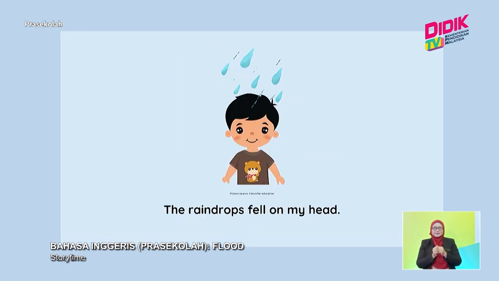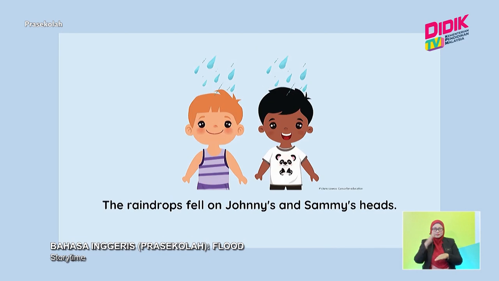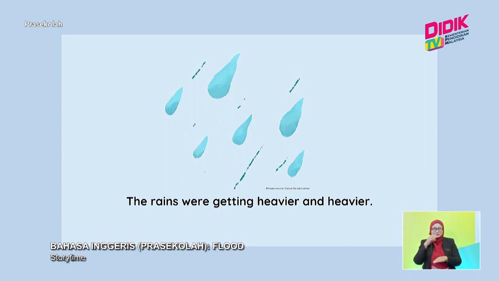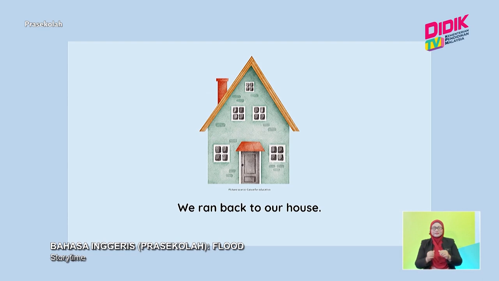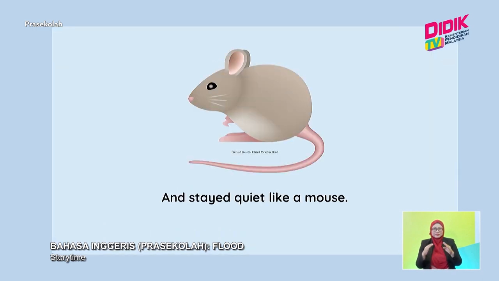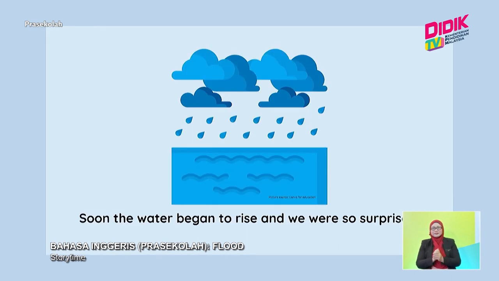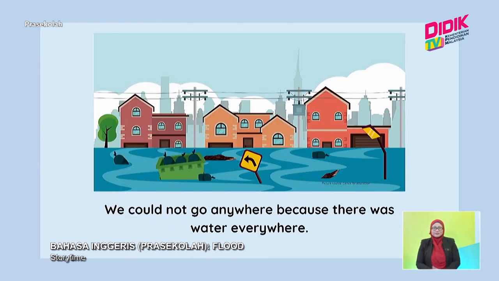The raindrops fell on my head. The raindrops fell on Johnny's and Sammy's heads. The rains were getting heavier and heavier. So we ran faster and faster. We ran back to our house and stayed quiet like a mouse. Soon, the water began to rise. And we were so surprised. We could not go anywhere because there was water everywhere.